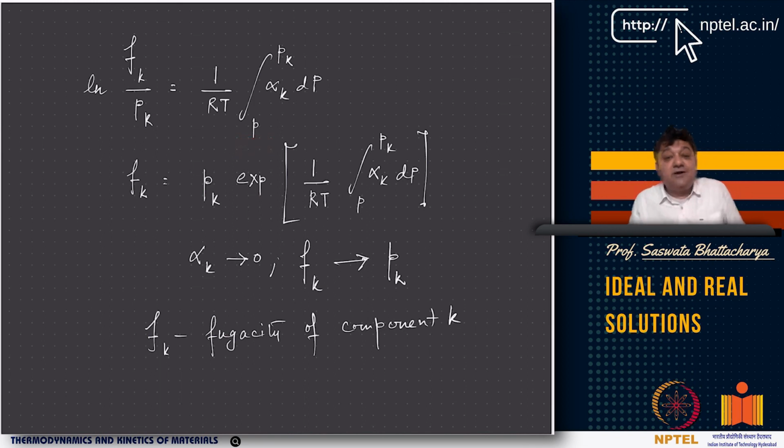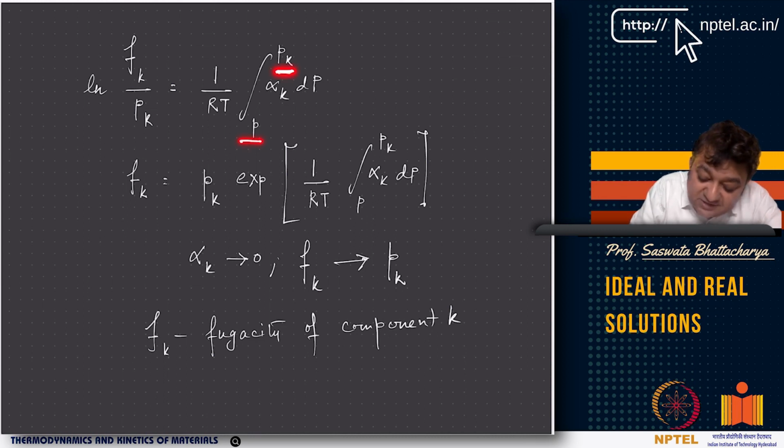When each component has a pressure of P, right? Because this is before mixing, each component now exerts a partial pressure Pk. Now Fk becomes Pk times exponential of 1 by RT integral from P to Pk of alpha k dP. Now alpha k tends to 0, for example, when a real solution behaves ideally.